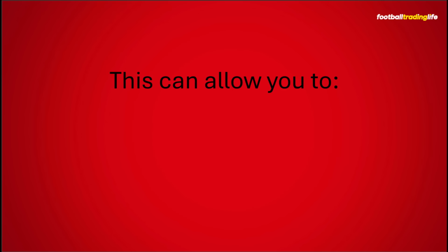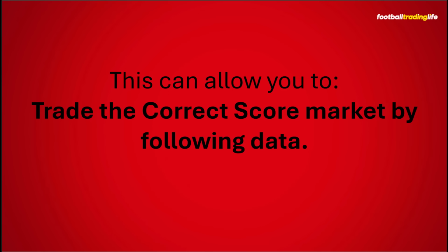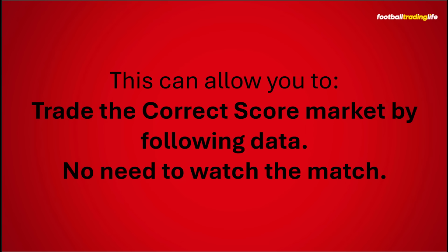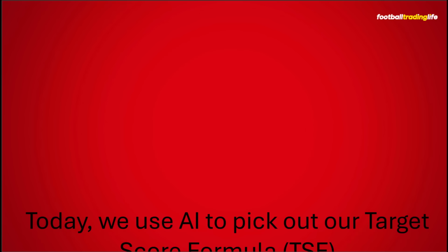This can also allow us to trade the correct score market just by following the data with no real need to watch the match. We can just follow the XG data, knowing we've got our plan A and our plan B. We can follow the numbers, follow the data, act accordingly. And as said, we could exit, we could break even, we could even still profit, even if we've called it totally wrong.